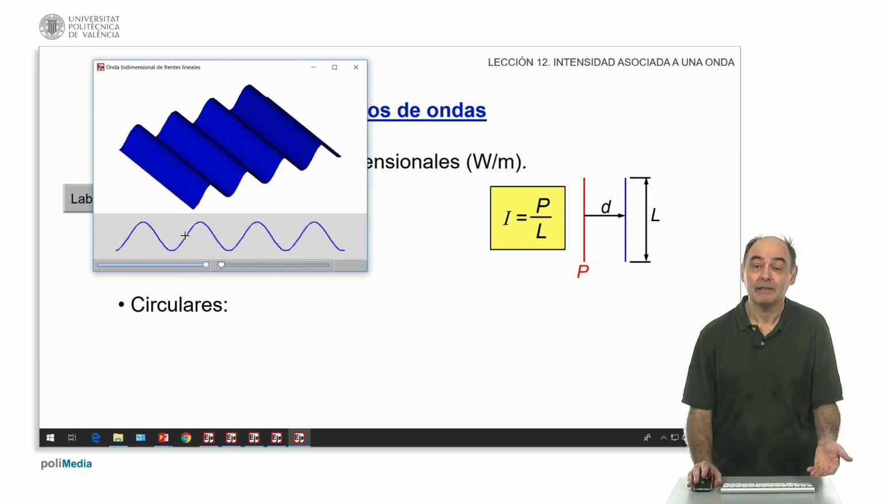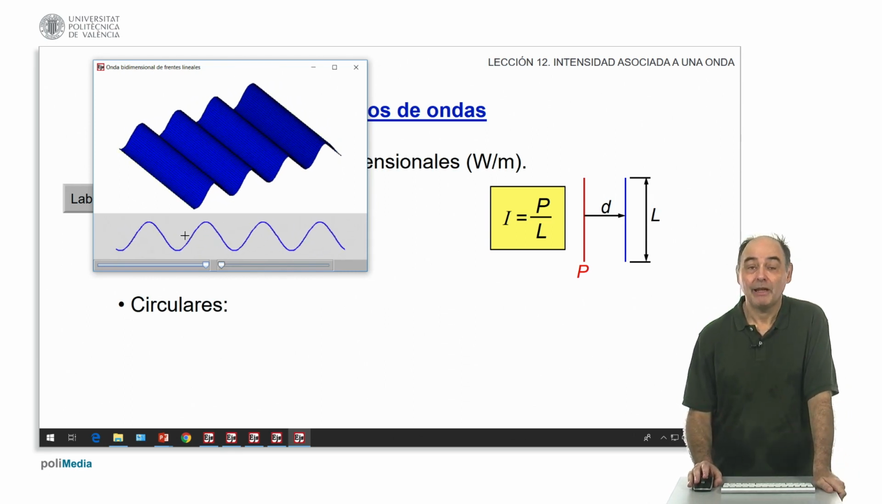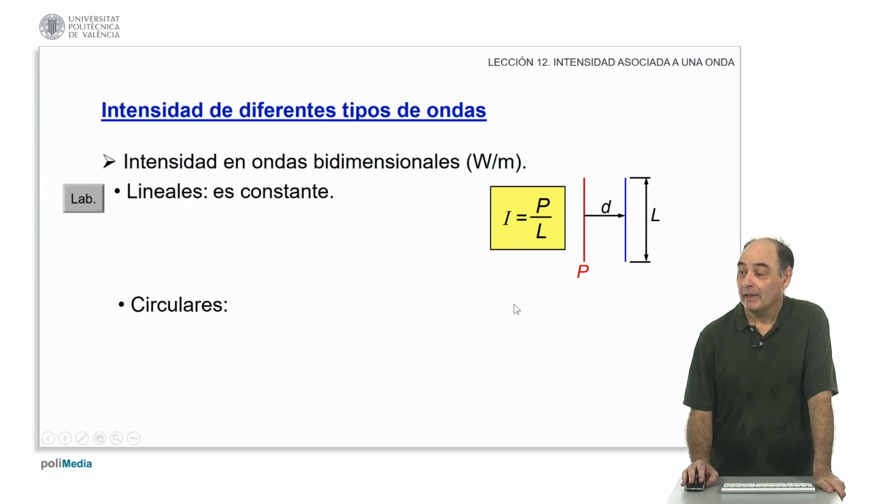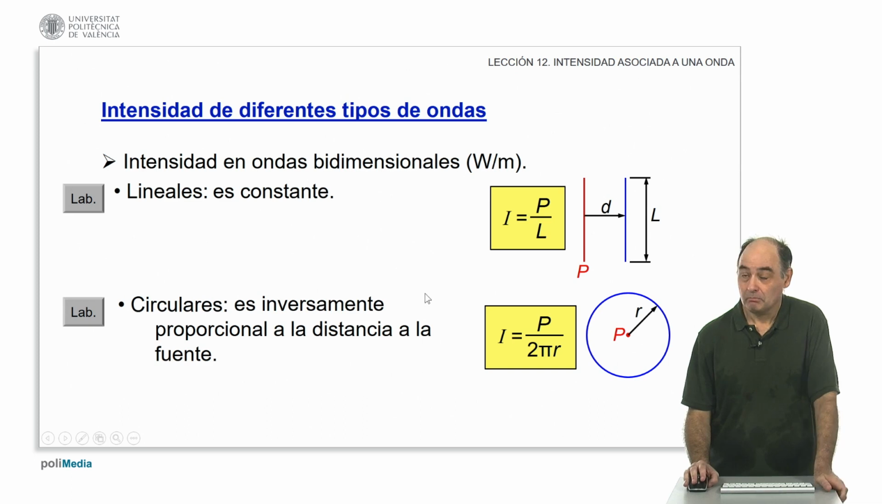And the intensity does not depend on distance. It depends on whether it has to be distributed over a greater or lesser length. And what happens in the case of circular waves? In the case of throwing a stone into a pond, each front measures 2 pi times the distance at which we are. So you have to make that quotient: power divided by the length of the corresponding front.